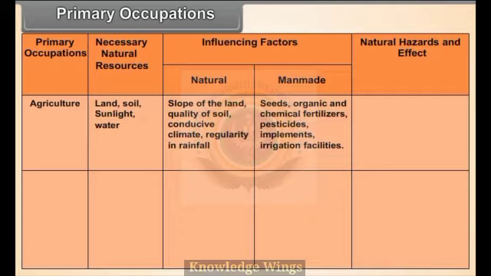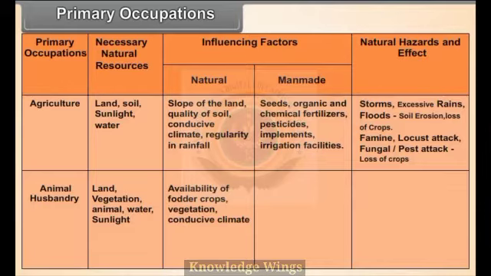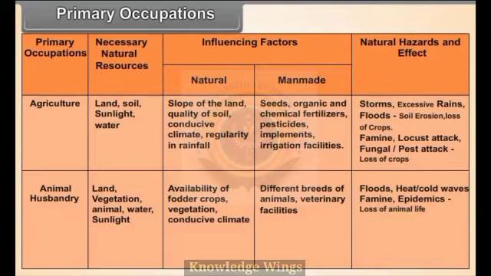Natural hazards and effects: storms, excessive rains, floods, soil erosion, loss of crops, famine, locust attack, fungal pest attack, loss of crops. Primary occupations. Animal husbandry. Necessary natural resources: land, vegetation, animals, water, sunlight. Influencing factors: natural, availability of fodder crops, vegetation, conducive climate. Man-made: different breeds of animals, veterinary facilities. Natural hazards and effects: floods, heat or cold waves, famine, epidemics, loss of animal life.